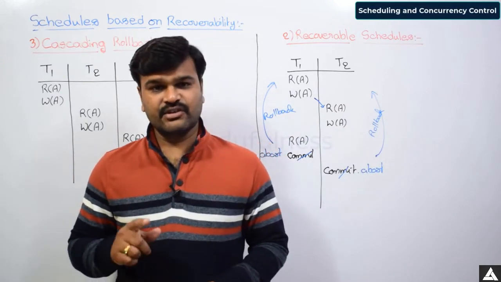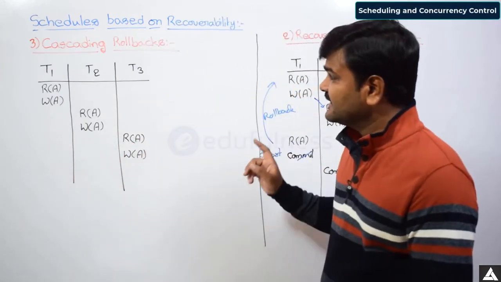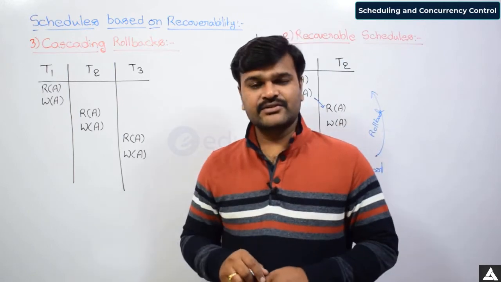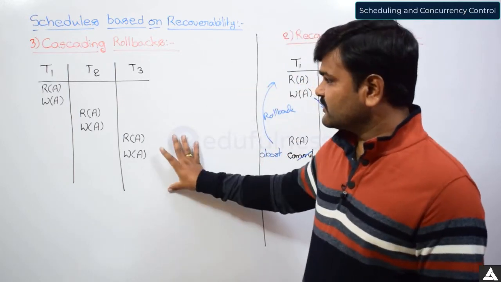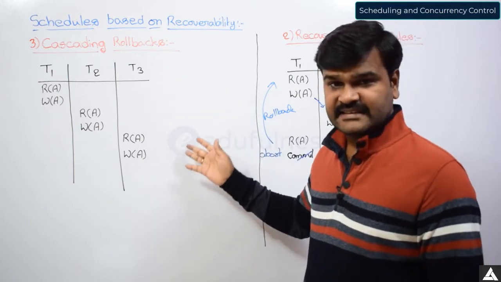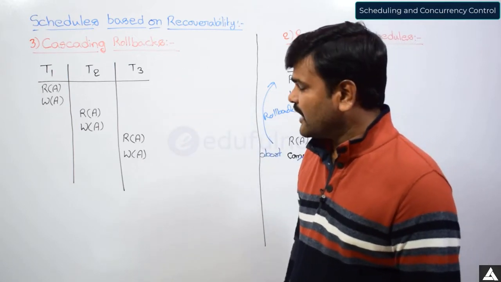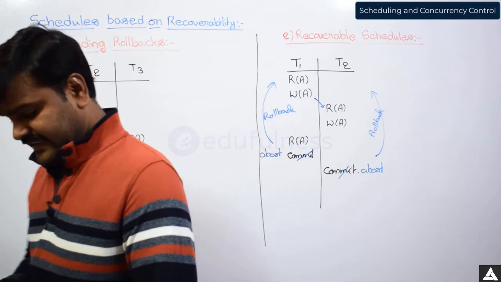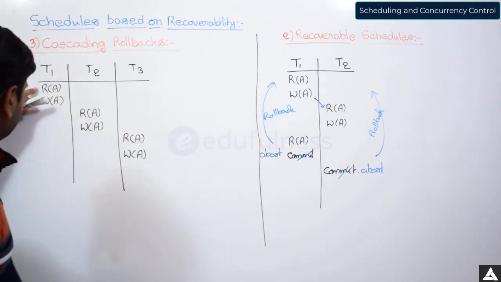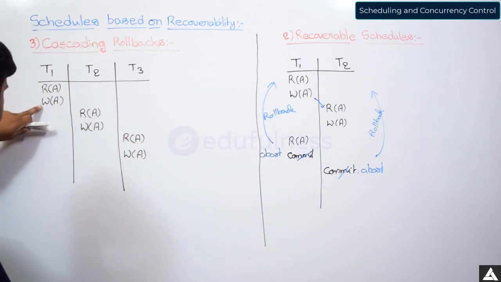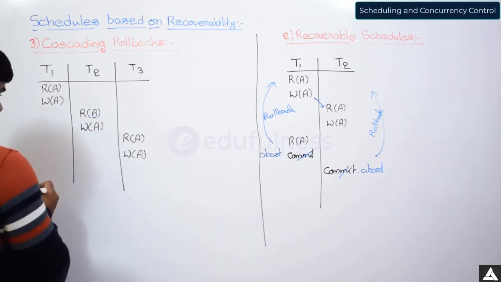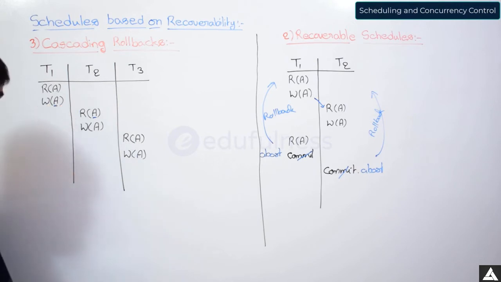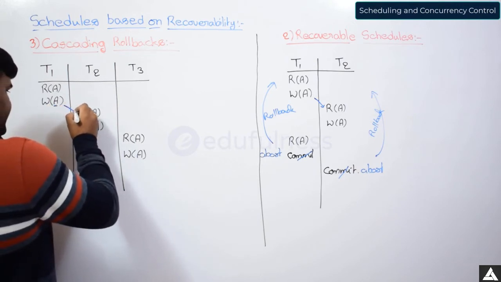Now let us see the next one, that is cascading rollbacks. As the name implies, there is nothing more to it. Let us take the 3 transactions in this schedule. Transaction T1 first reads the A item and writes back the A item, and after that T2 reads the A item which is written by T1. So this is nothing but a dirty read.